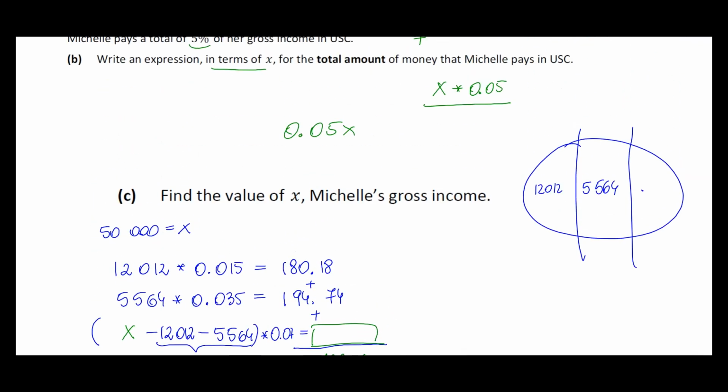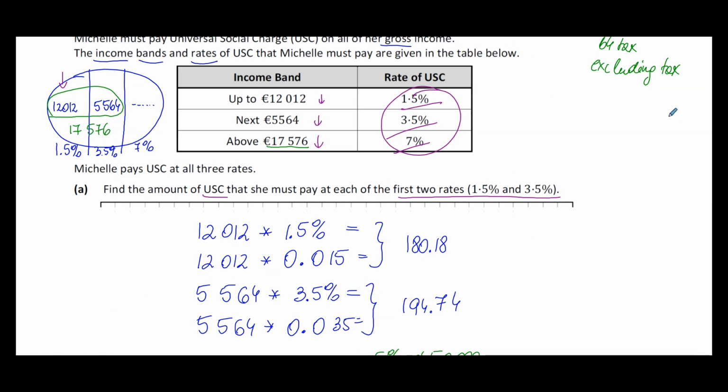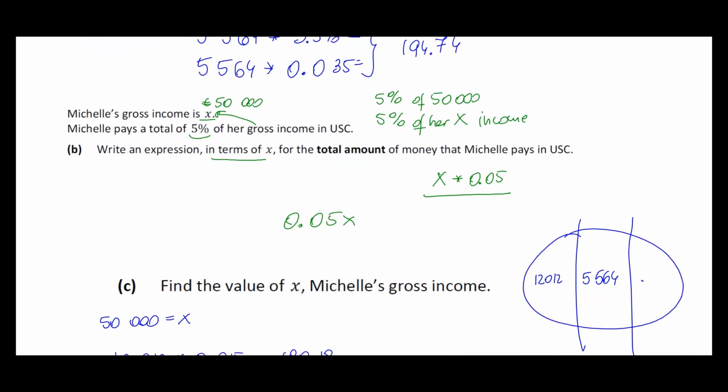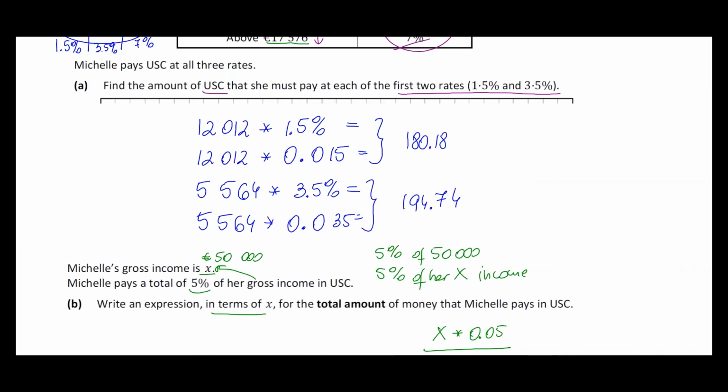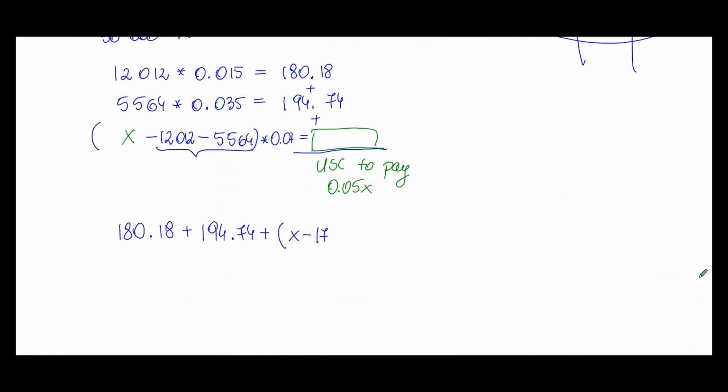How do we know? Here. Look, don't get lost. Don't get lost on me. That's how we know. Those two together are 17,576. So let's write that. So minus 17,576, and that is multiplied by 0.07, and that is how much she pays of USC, and that is 0.05x.